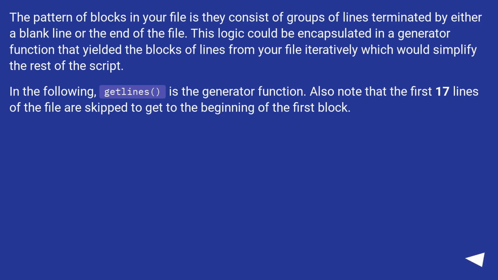The pattern of blocks in your file is they consist of groups of lines terminated by either a blank line or the end of the file. This logic could be encapsulated in a generator function that yielded the blocks of lines from your file iteratively, which would simplify the rest of the script. In the following, getLines is the generator function. Also note that the first 17 lines of the file are skipped to get to the beginning of the first block.